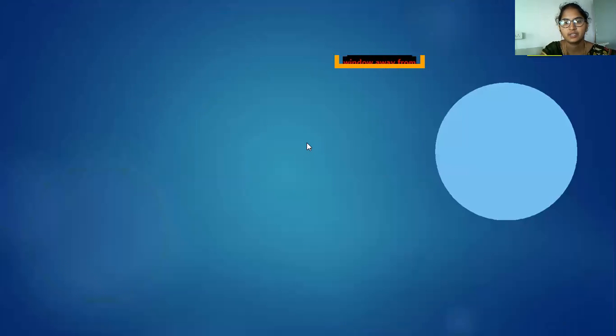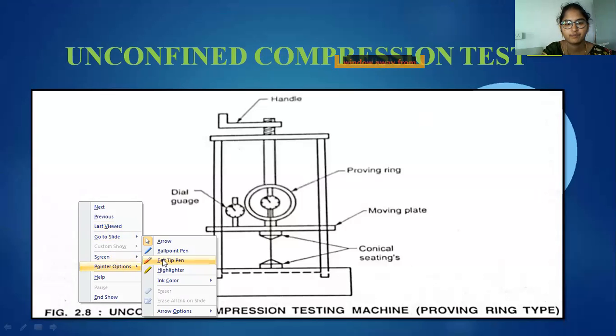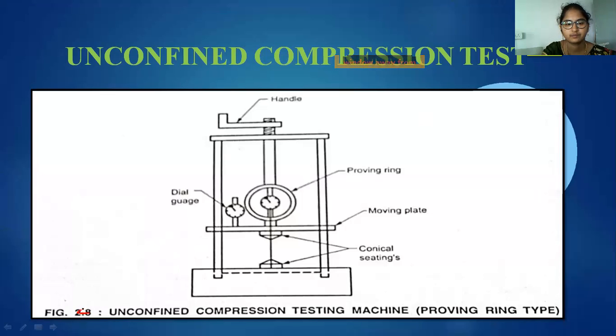Today we are going to discuss the unconfined compression test. This is conducted in our Geotechnical Engineering lab. The equipment is mechanical and consists of a proving ring, a dial gauge for noting the loading values, moving plates, and conical seating.